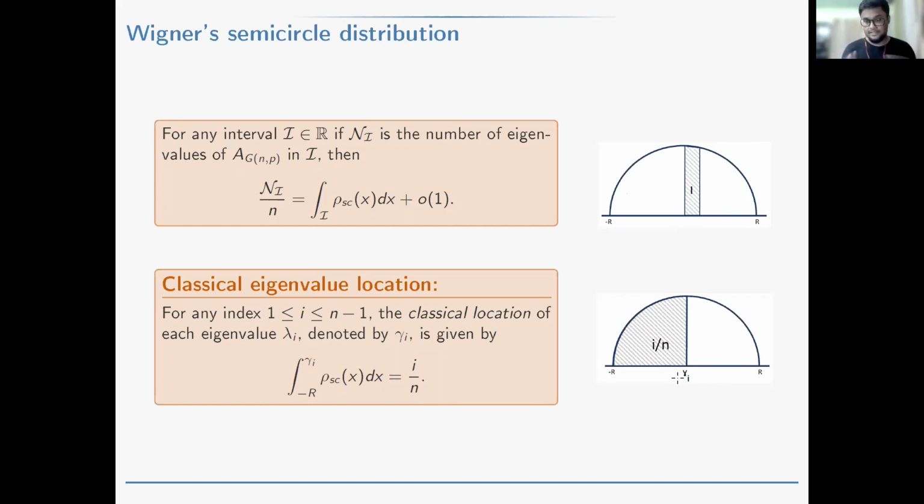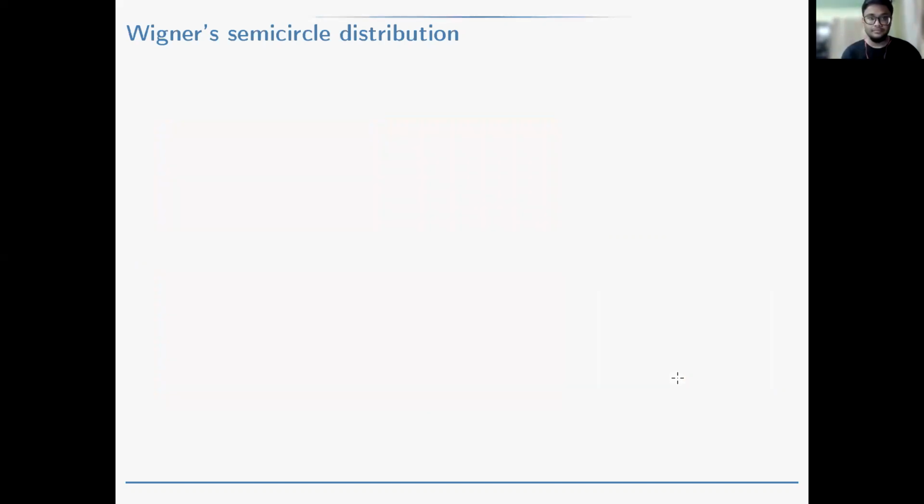Okay, so these are the two things that the semicircle law can tell us. It is well known that from the semicircle law itself, you can show that the actual eigenvalues are close to the classical eigenvalues, so that lambda i is equal to gamma i plus some small o(1), with very high probability. That's the first thing. Now, how close they are is what we'll be interested in.